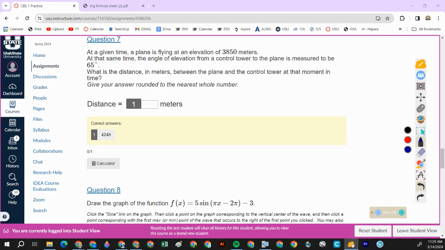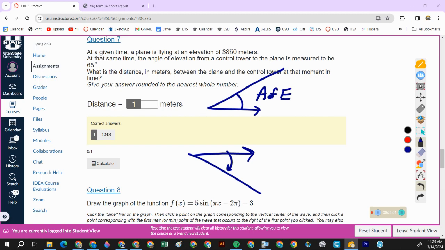Okay. If you are looking horizontal and you rotate up, that is called the angle of elevation. If you are looking horizontal and you rotate down, that is called the angle of depression. Okay, so we have an airplane that is 3850 meters high, and we have a tower with an angle of elevation of 65. What is the distance between the plane and the control tower?